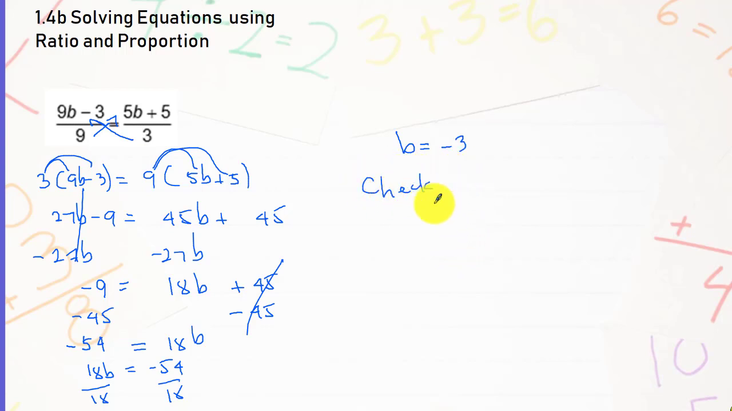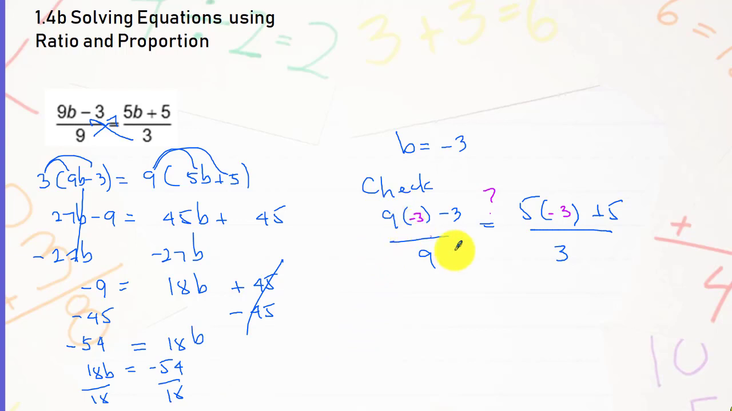So we did not check the other problems, but in this case, to check, you just need to replace your variable, in this case b, by the value that we got. Okay, so 5b plus 5 divided by 3. So I'm going to replace my b here by negative 3. Replace b here by negative 3. And we would like to verify if the left side is equal to your right side.